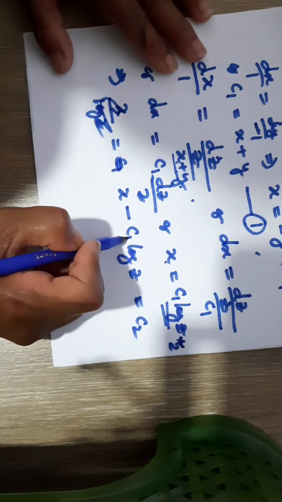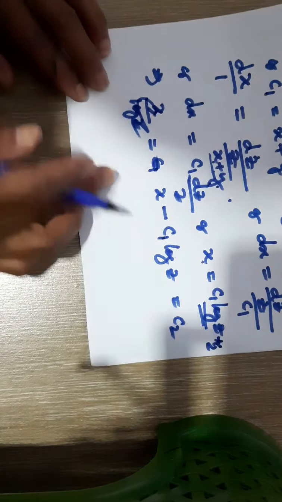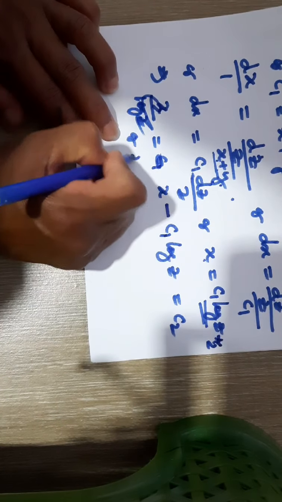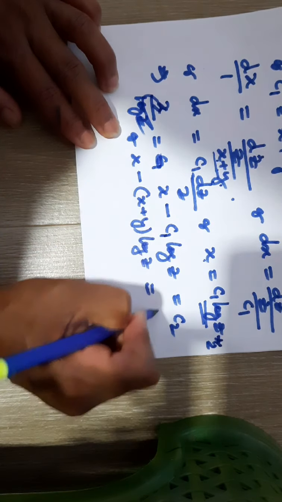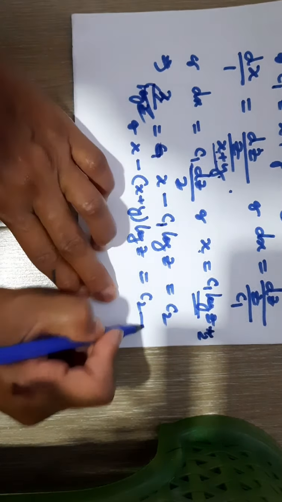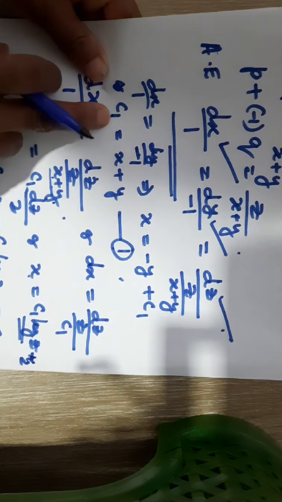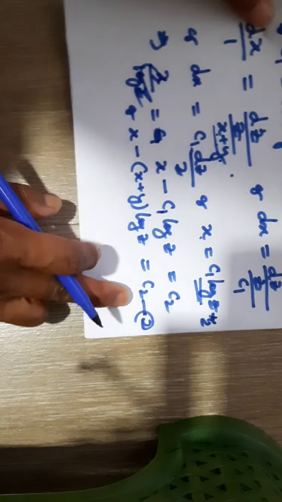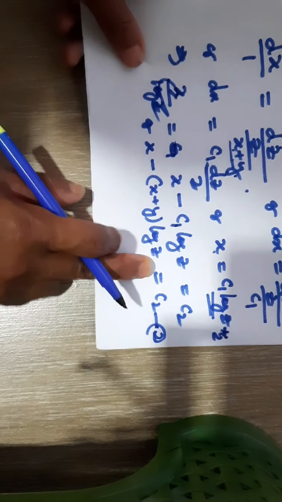Then what is the value of c1? The original value of c1 from equation 1 is x plus y. So now you can replace back by that one. You'll get x minus x plus y into log z is equal to c2. So name this as equation 2. So I've got one solution as c1 is equal to x plus y, and another one as c2 is equal to x minus of x plus y into log of z.